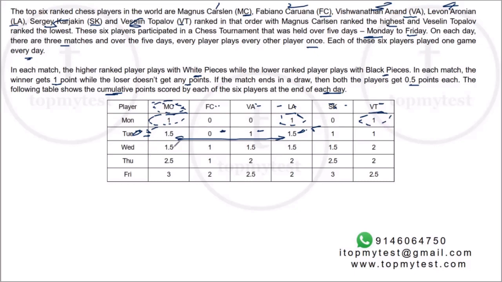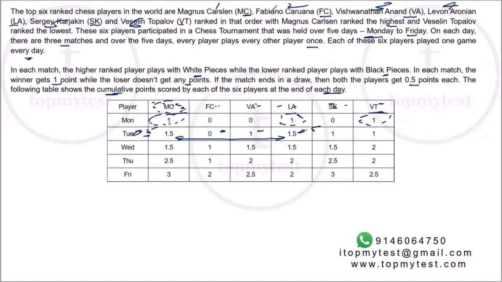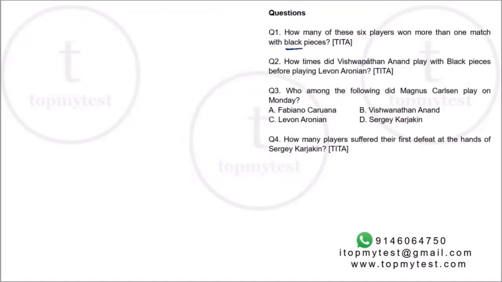So we'll have to figure out on each day who plays against who. And if you look at the questions, how many of these 6 players won more than 1 match with black pieces? You have to figure out who played with black. That we have to figure out using the rankings. How many times did VA, Vishwanathan Anand, play with black pieces before playing Levon Aronian? Okay, so you need the schedule of the matches.